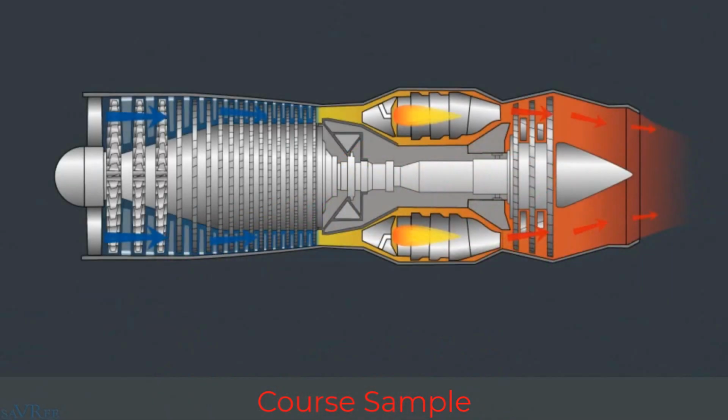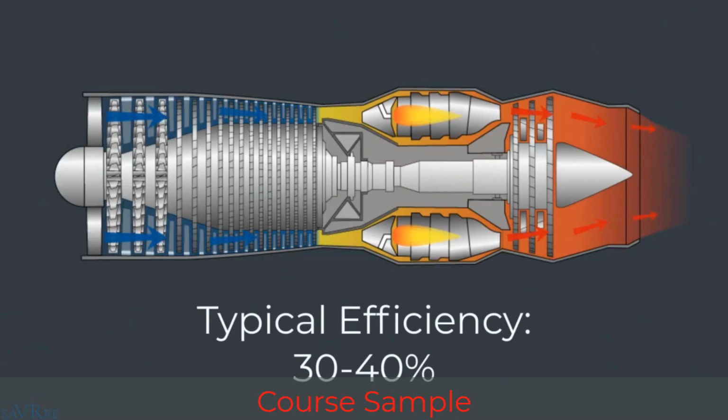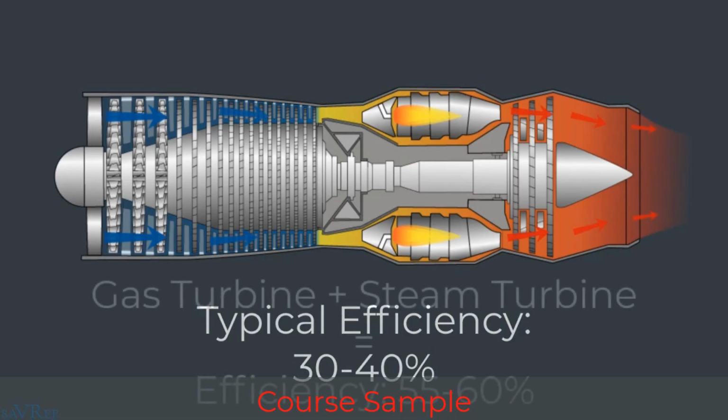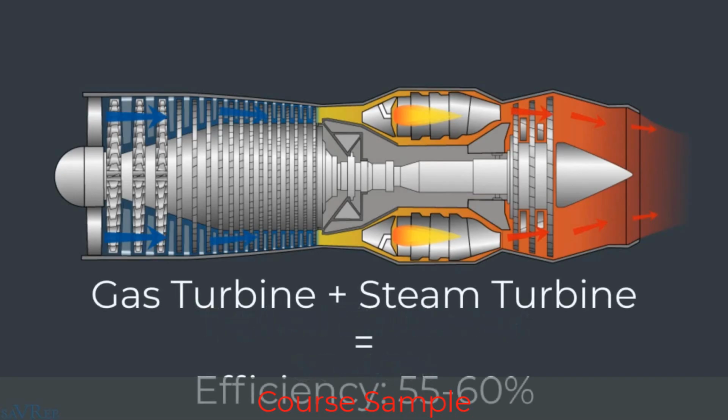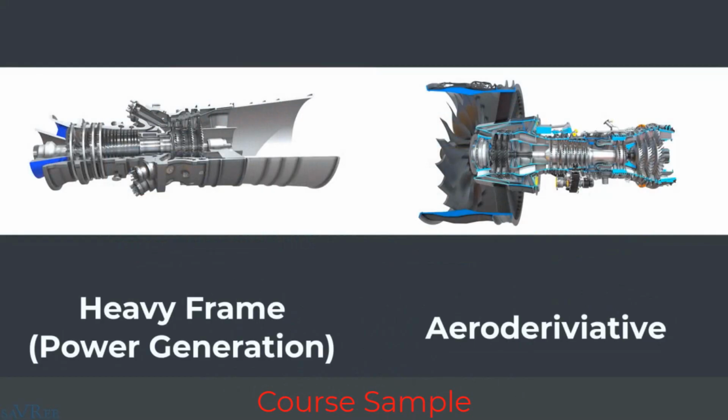Typical efficiencies for gas turbines are around 30 to 35%, going all the way up to 40%, maybe slightly higher, for modern gas turbines. If we combine a gas turbine with a steam turbine, we can actually put that efficiency all the way up to 55%, maybe even 60%, but it's the heavy frame design that allows us to reach megawatt capacities in excess of 250 megawatts.